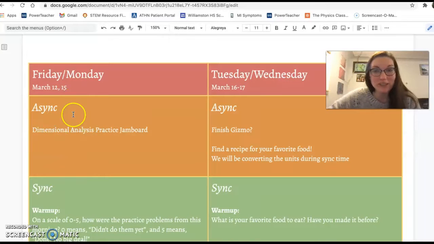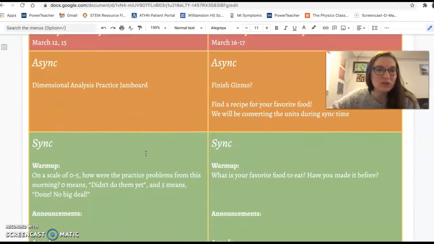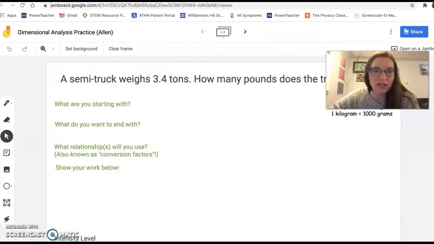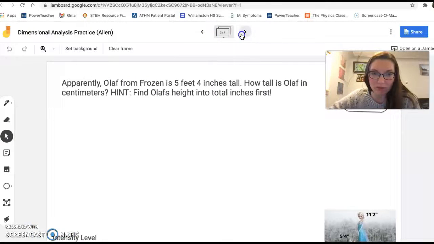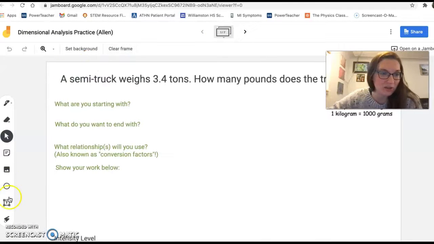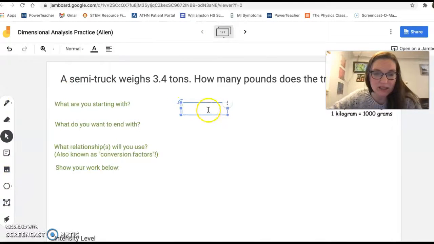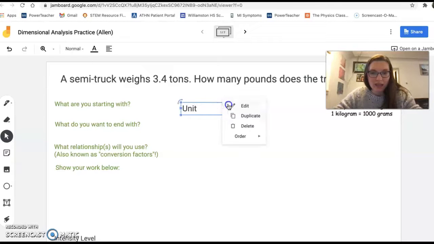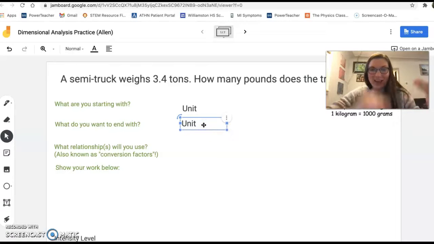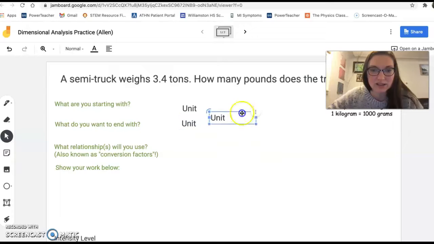If you are in 4th and 6th hour, we're starting the week with a dimensional analysis practice Jamboard that looks like this. It's 7 different problems. What I would recommend to make it easy on yourself is to use a text box, type in your unit, and then duplicate it. So instead of trying to figure out how to do fractions in one text box, just duplicate like that, and then you can multiply it like that.